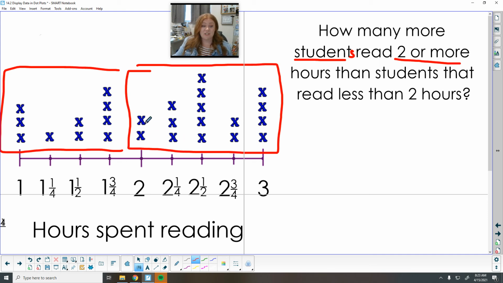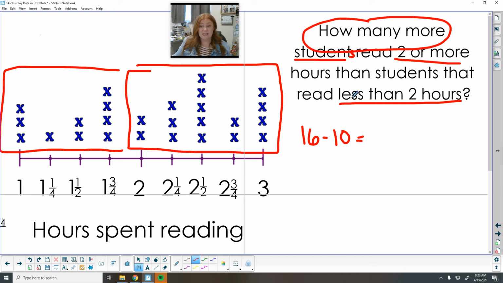So we're going to count our students. Here's 2, 5, 6, 7, 8, 9, 10, 12, 13, 14, 15, 16 students read 2 or more hours. And then 1, 2, 3, 4, 5, 6, 7, 8, 9, 10 students read less than 2 hours. And it asked how many more. That's a good subtraction phrase. How many more is 6. There's 6 more on this section than this section.